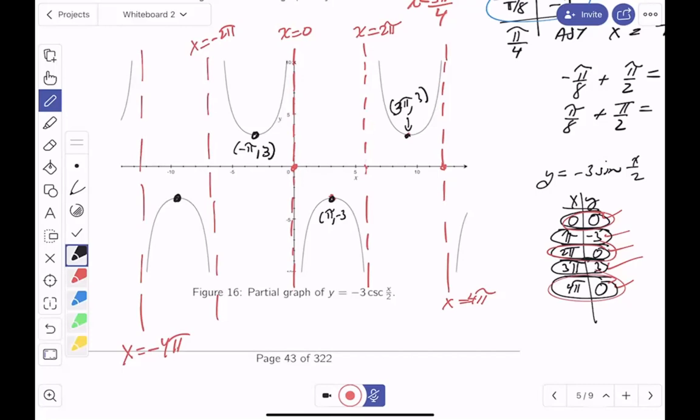What's this one going to be over here? Let's see, just count it. It's going to be, let's see, 1, 2, 3 pi, minus 3 pi. Oh, I did it again. Comma minus 3.